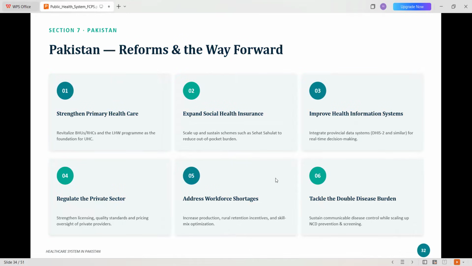So Pakistan reform and the way forward: strengthen primary health care, which revitalizes the BHU, RHC, and Lady Health Worker Program as a foundation for UHC; expand social health insurance; improve the health information system, integrated provincial data system, DHIS2, and similar for real-time decision making; regulate the private sector, strengthening licensing, quality standards, and fixing the oversight of private providers; address the workforce shortage with increased production, rural retention incentives, and skill mix optimization; and tackle the double disease burden, sustaining communicable disease control while scaling up NCD prevention and screening.